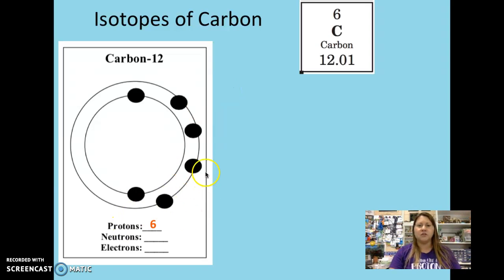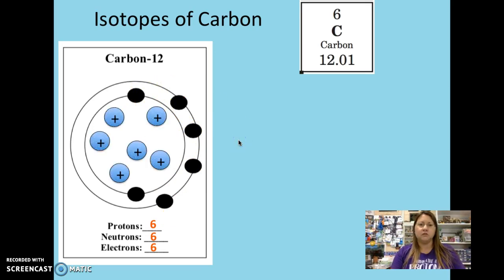So let's go through the information that we have. We have our 6 protons. We have 6 neutrons because 12.01 rounded to a whole number gives us our mass number of 12. So if we do 12 minus 6, that gives us 6. That's how we get this number of neutrons. And then our number of electrons, again, is 6. And that's what's presented for you already on the orbital shells.